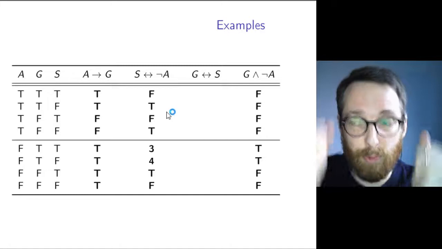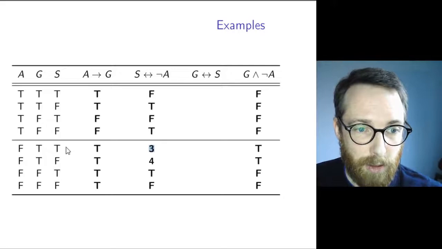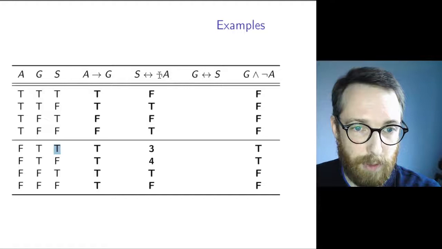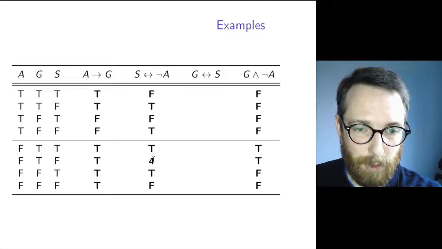Okay, number three. Now, S is true, not A. A is false, so not A is true. So we have true if and only if true. That is true.